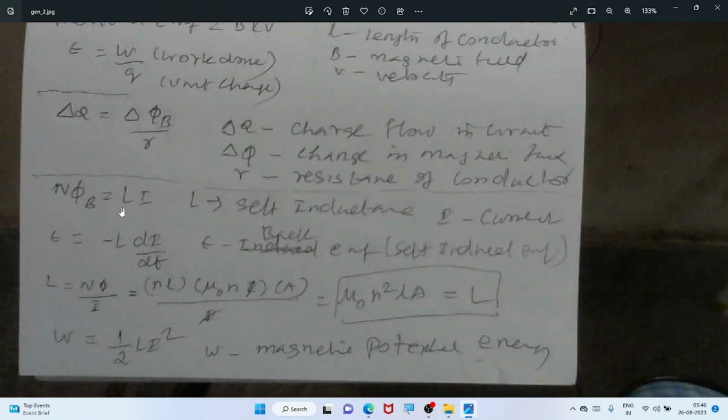N phi equals L i, where L is the self inductance, i is the current, and phi is the magnetic flux. This is the self induced EMF or back EMF, equal to the inductance times the rate of change of the current. If you substitute N phi equals N L i, phi is B into A, and B is mu naught N i, A is the area, then the L's cancel, and you get this equation. This is the magnetic potential energy equation.